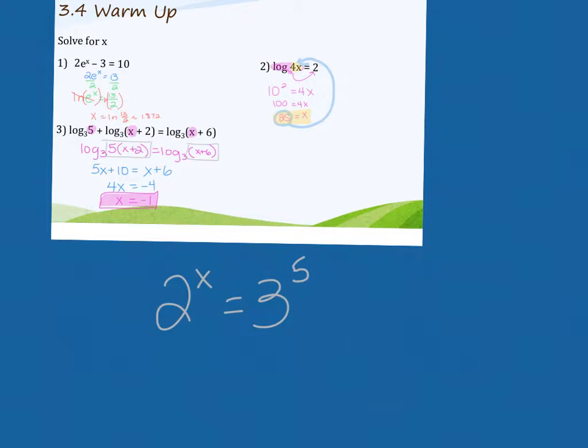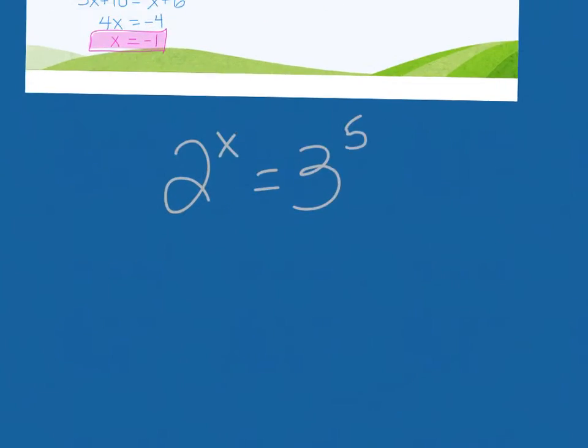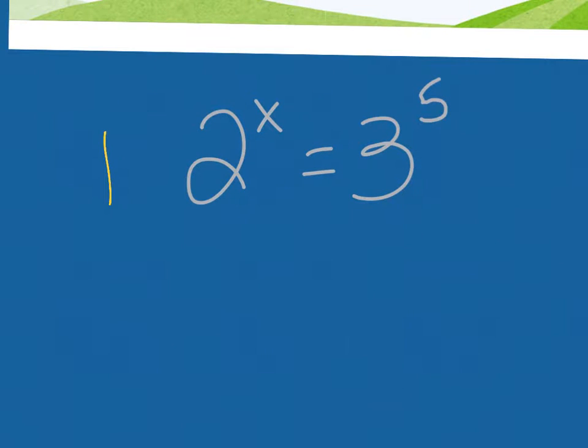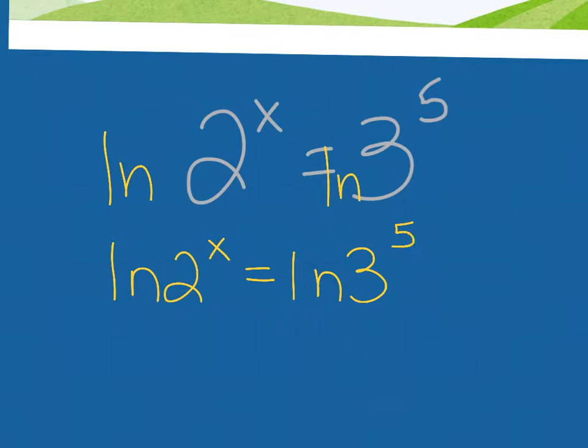They're both exponential, right? But there is no way to rewrite 3 as 2 to a power. That's a whole number anyways, right? This is when you have to ln both sides of your equation. So if I ln the left and I ln the right, it says ln of 2 to the x equals ln of 3 to the 5th.